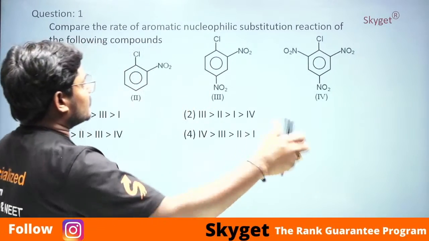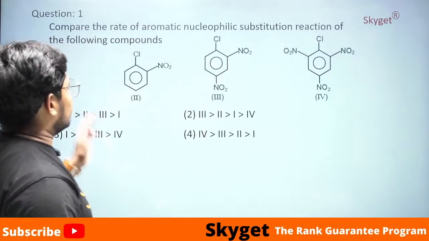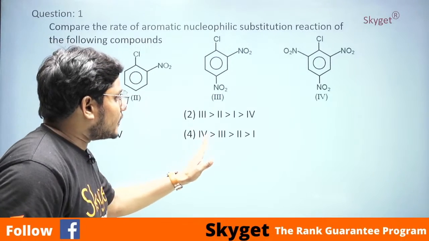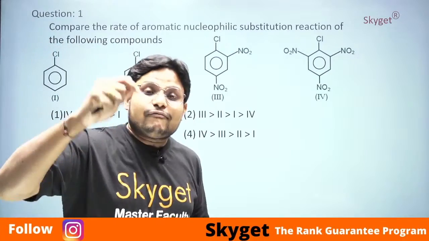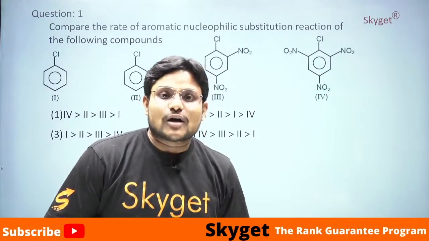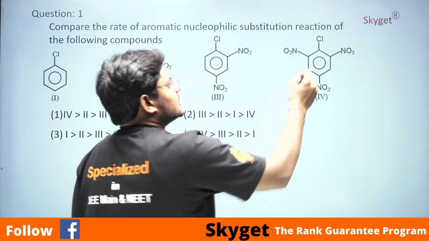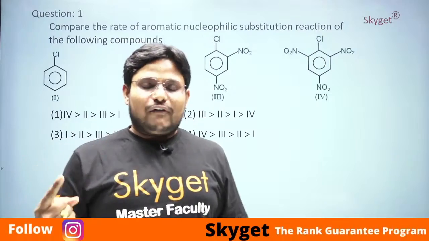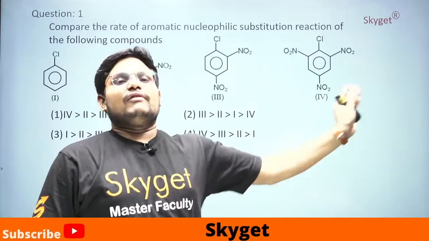Okay students, now in the 4 options, which one will you select? They are asking the rate of reaction. So the order is 4 greater than 3 greater than 2 greater than 1. Why is the rate of reaction of 4 very high? Because there are 3 NO2 groups, so the withdrawing nature will be very high, and it will have more positive charge. So the nucleophile will directly go and attack the carbon, and when it is rearranging, chlorine will leave.